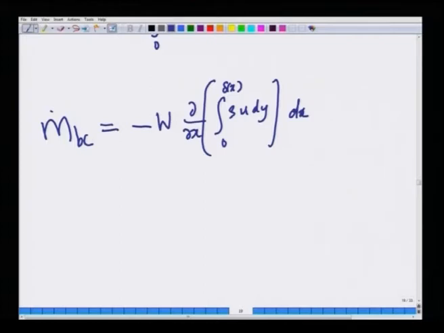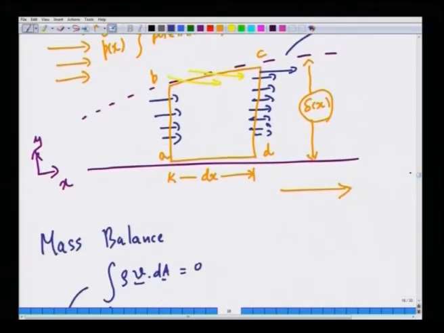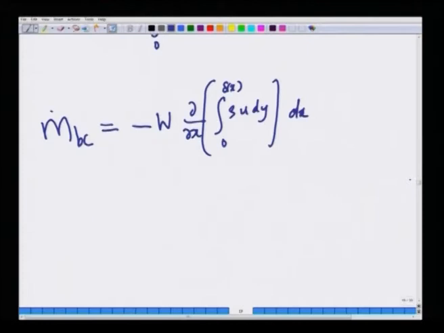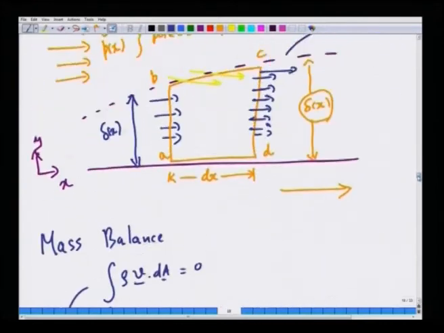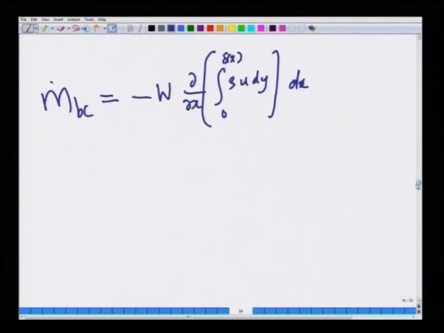All this is saying is that if delta is actually a function of x, then m dot BC is actually a negative quantity, that is, fluid has to leave through the surface BC. That is precisely because of the fact that the areas through which the fluid is flowing are changing. And that is the reason why this is coming out to be negative.